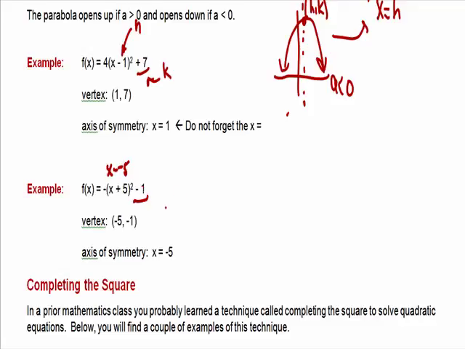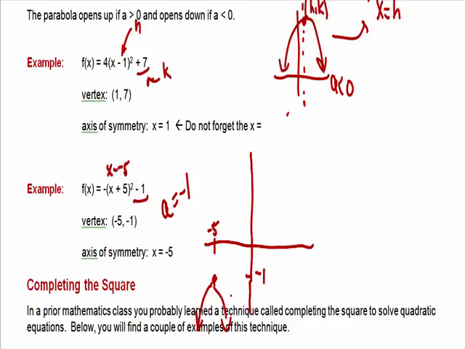Notice our a here. a would be negative 1, which means this parabola opens down. I didn't do this with the previous example, but I could do it with this one, where I could actually graph some information. I know that my vertex is at (negative 5, negative 1), and I know the parabola opens down. So I could actually draw a quick graph of the function.